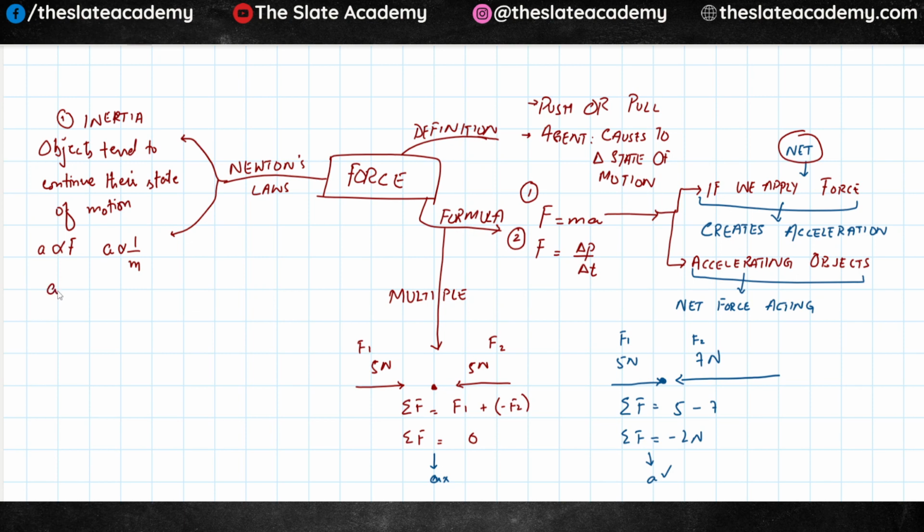So combining these two, I get A is directly proportional to F by M. A is equal to, I introduce a constant K, K times F by M. I say K is equal to 1, therefore A is equal to F by M, and eventually I get F is equal to MA, the equation that I use throughout my syllabus for calculation of force. Understood the second law? So this was the second law.